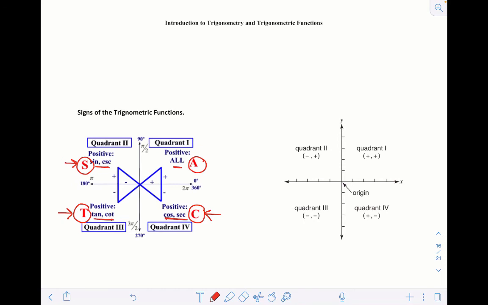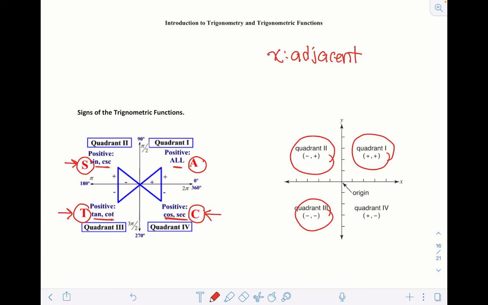You might also just want to look at it from what you know about the xy plane, so that if it's in quadrant 1, x is positive, y is positive, so they're all going to be positive. In quadrant 2, x is negative, so the trig functions that deal with x, which is the same thing as adjacent, that's going to be negative. So that's cosine and secant. And also tangent and cotangent have x values in them as well.